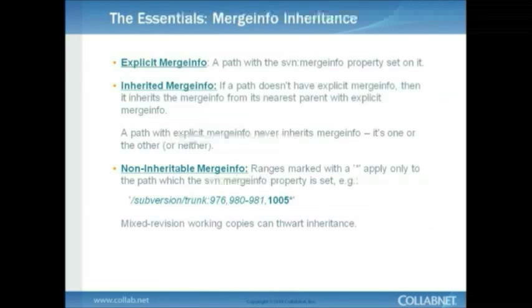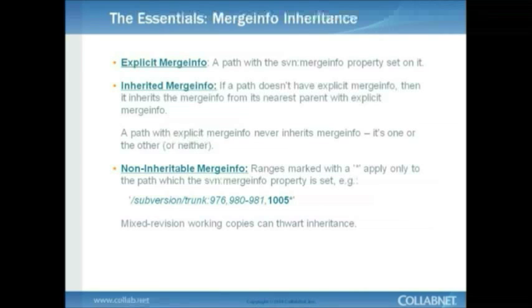Two things I want to emphasize here about inheritance. The first, if a path has no explicit merge info and no parent of that path all the way up to the root of the repository has any explicit merge info, then the path has no merge info whatsoever. Second, a path can either have explicit or inherited merge info, but never both. If a path has explicit merge info, this merge info serves as a complete description of the path's merge history.